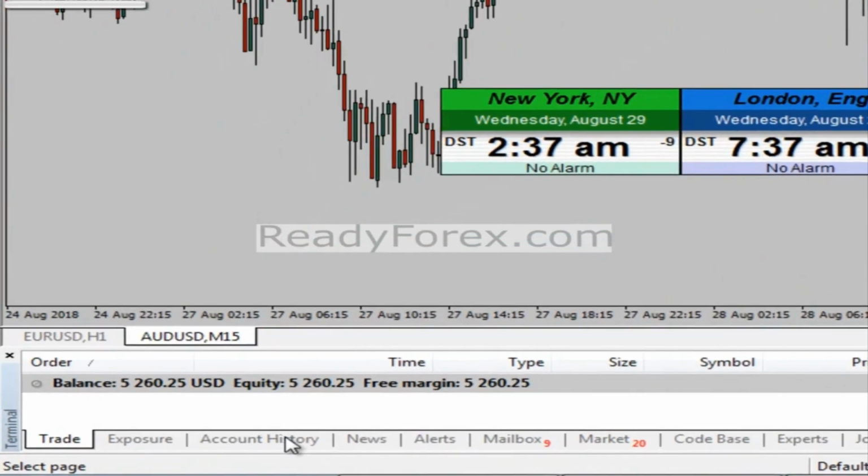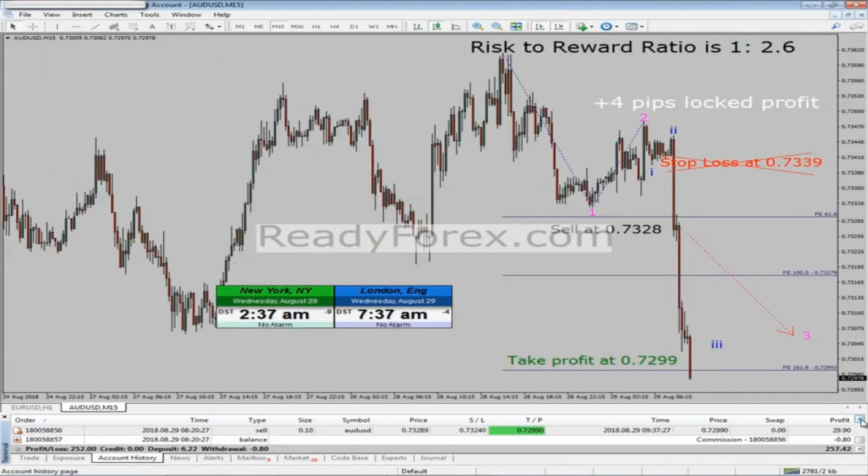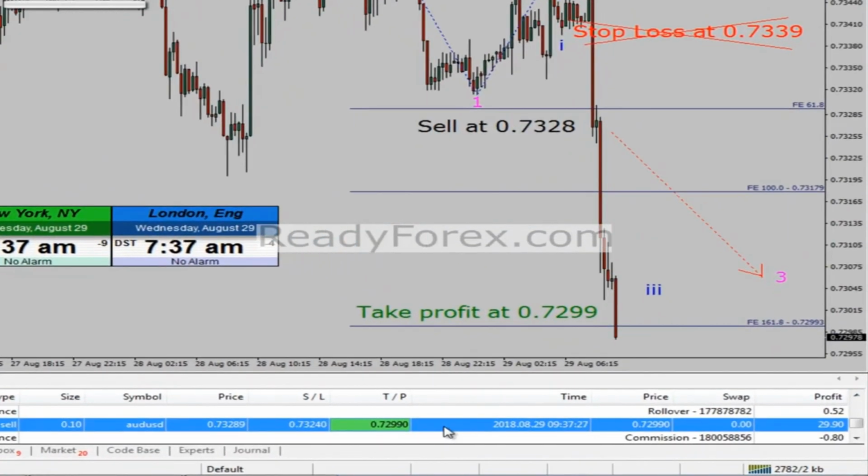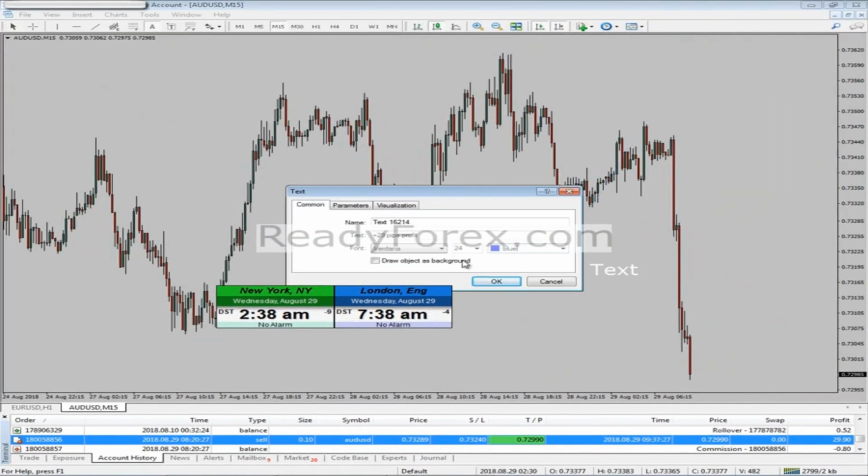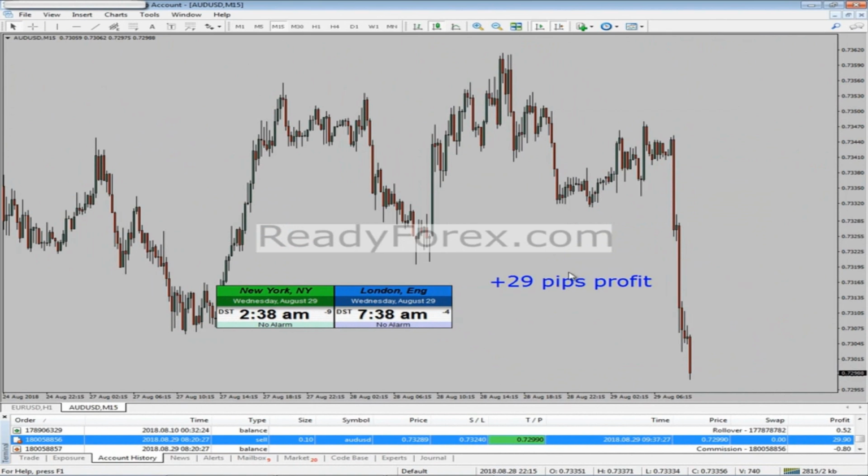Let me go to the trading account history. This was the trade right over here. Sell entry in AUD USD currency pair. So I have made 29 pips profit. Here's my trading account history.